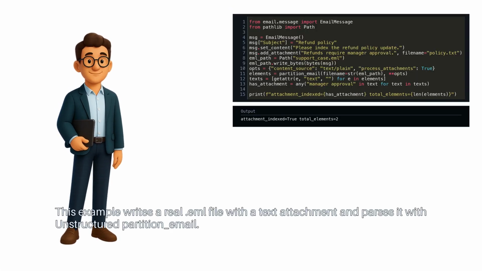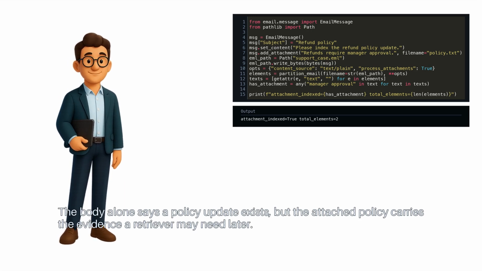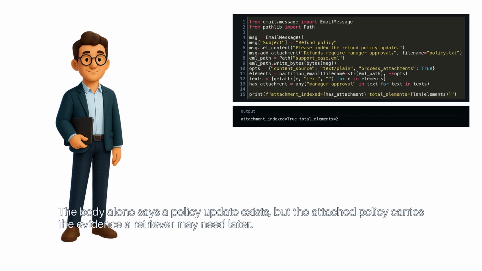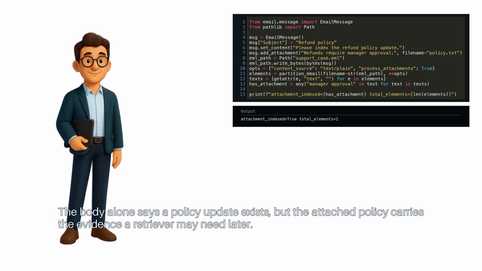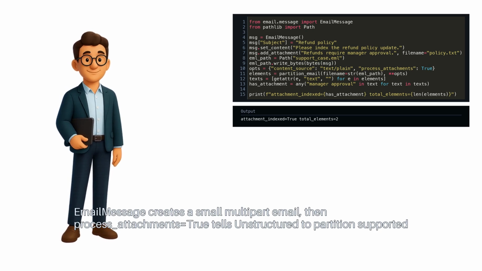This example writes a real .eml file with a text attachment and parses it with unstructured partition_email. The body alone says a policy update exists, but the attached policy carries the evidence a retriever may need later. EmailMessage creates a small multi-part email.